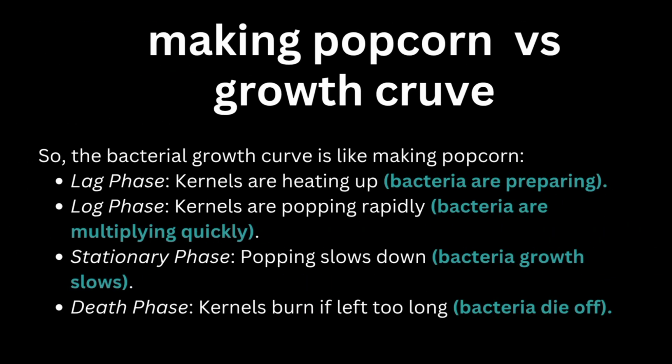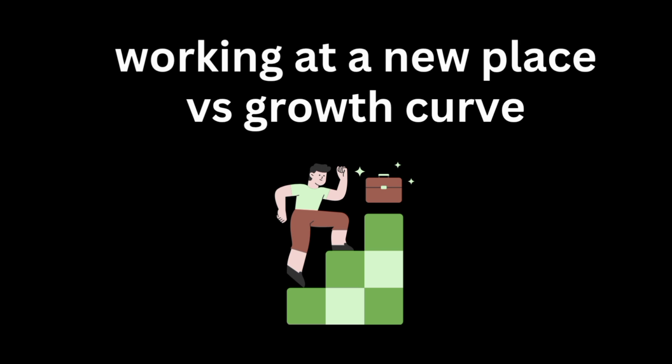So, the bacterial growth curve is like making popcorn. Lag phase. Kernels are heating up, bacteria are preparing. Log phase. Kernels are popping rapidly, bacteria are multiplying quickly. Stationary phase. Popping slows down, bacteria growth slows. Death phase. Kernels burn if left too long, bacteria die off.